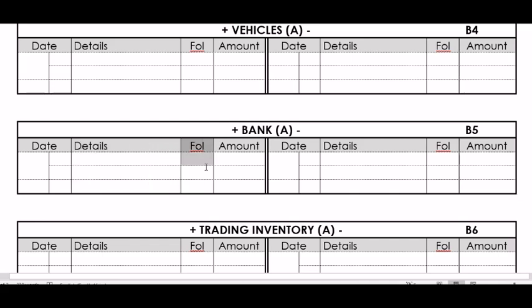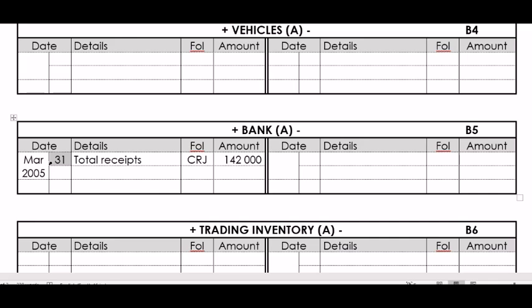A folio column, where we will write which journal we are busy with, and then an amount column for the value. So when we post that column total, it will look like this. You will write March 2005, and you can abbreviate the month, MAR. It's on the last calendar day of the month, the 31st of March, because it's a column total. Okay, and we only total our columns at the end of the month.